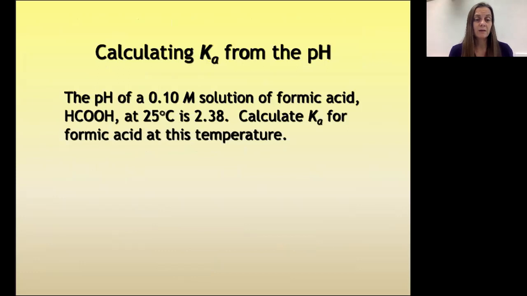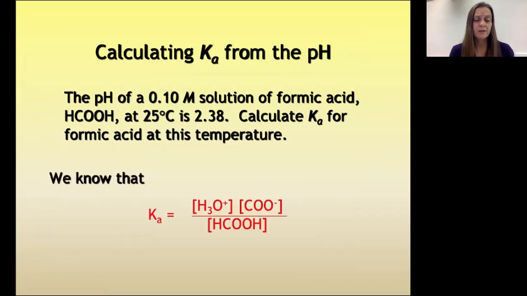So we know the pH of this 0.10 molar solution of formic acid is 2.38. Now, this being 2.38, and this being 0.10 molar, we know that this must be a weak acid, because if it was a strong acid, it would have a pH of 1. Also, it's not one of the strong acids on our list. So we know that Ka is equal to the hydronium ion concentration times the formate ion concentration divided by the formic acid concentration.